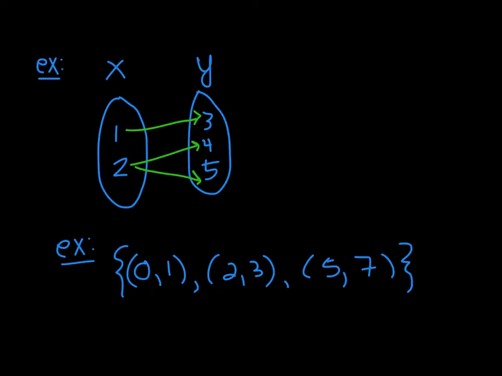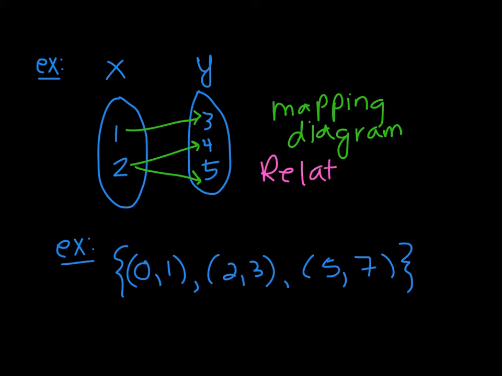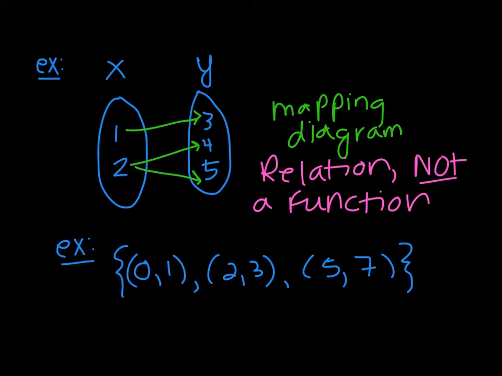So for example, this first diagram is called a mapping diagram. And this shows us who x matches up with in the y column. So 1 matches up with 3, and 2 matches up with 4 and 5. So this would be considered a relation because x and y are matched up, but this is not a function because 2 has two different outputs associated with it.